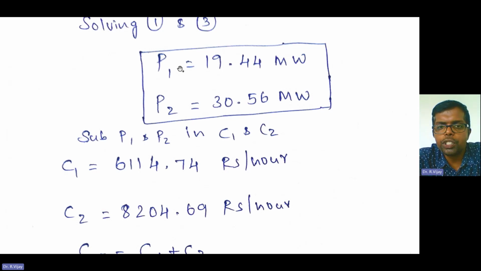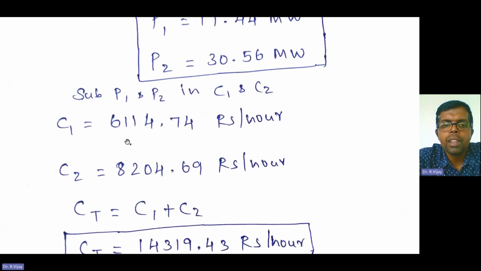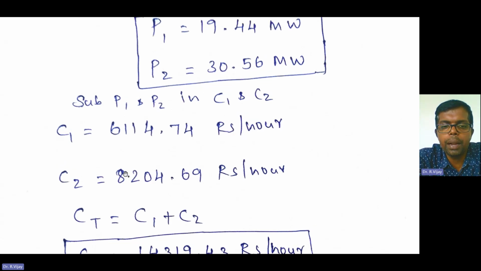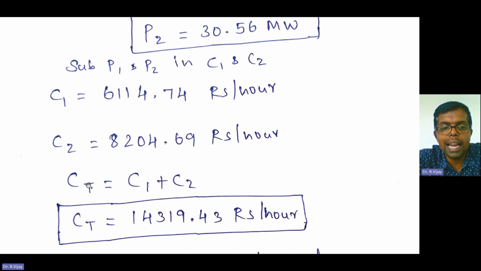Substitute this P1 and P2 in C1 and C2, that is the cost equation. After substituting P1 as 19.44 megawatt, we are getting the cost C1 as 6114.74 rupees per hour, and in cost 2 we are substituting P2 as 30.56 megawatt and we are getting C2 as 8204.69 rupees per hour.